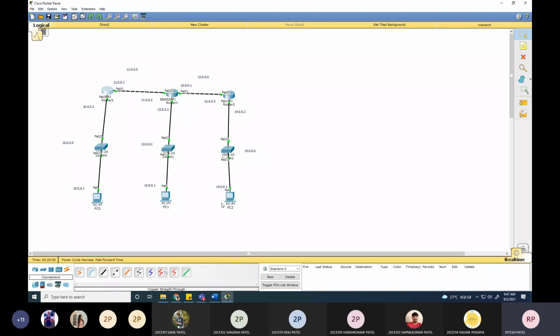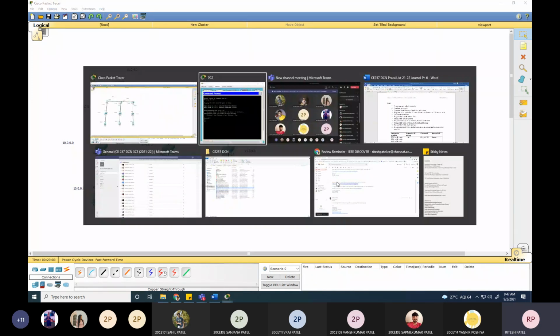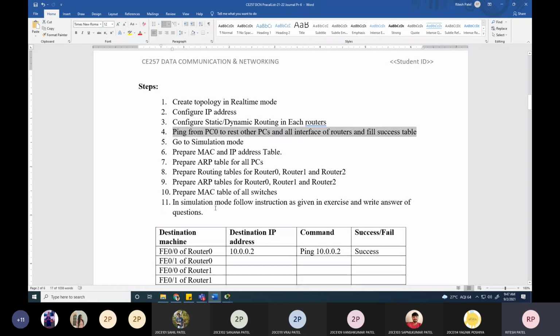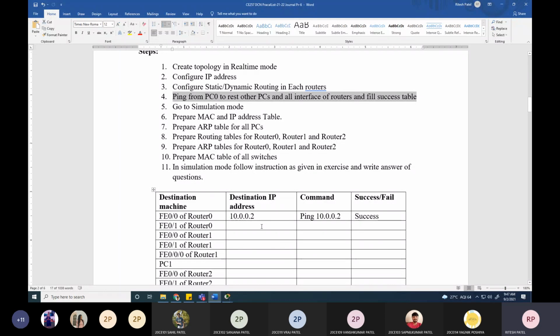Okay, so let's go back to our scenario. Create the topology in real-time mode, configure IP addresses, configure static and dynamic in each router. Dynamic I wrote in the morning, but ping from PC0 to the rest of the PCs and all interfaces of routers and fill the success table. So this fourth point indicates we have to write a success table over here.